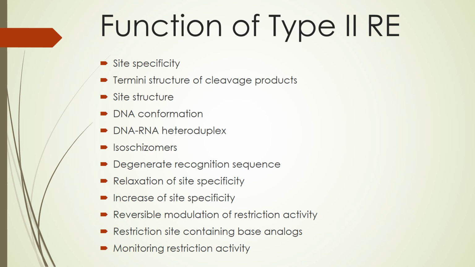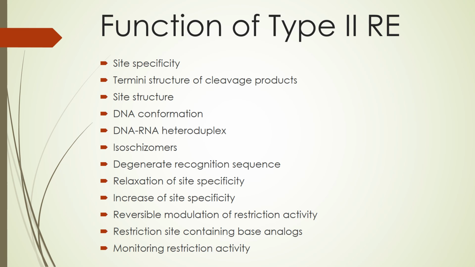Next is the relaxation of site specificity. Type 2 restriction enzymes generally exert rigorous sequence discrimination, by a factor of greater than 10 to the power 6, between the canonical site and other alternative sequences. However, under suboptimal conditions, a significant number of enzymes display moderate cleavage activities on slightly different recognition sequences, as well as recognition sequences containing a single base mismatch.